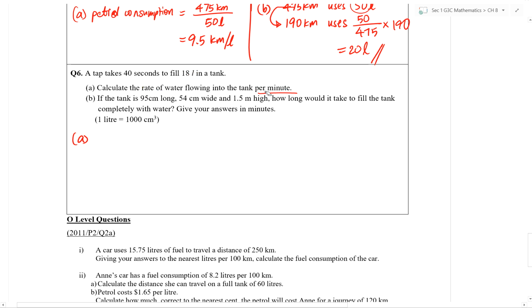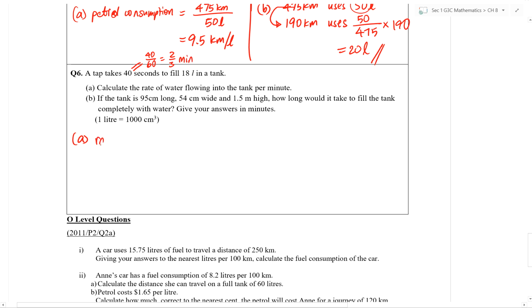So let's check. What is the information given? 40 seconds for 18 liters. We will need to convert this to minutes because that is what the question is requesting. So let's just do that quickly. 40 seconds is actually 40 over 60 of 1 minute, which is 2 over 3 minutes.